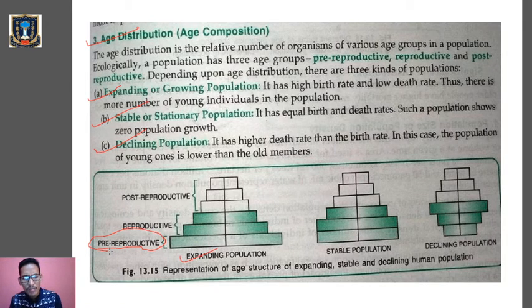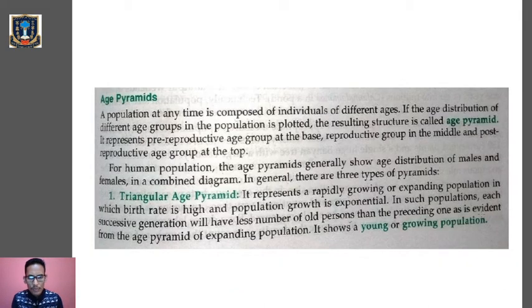Then we have the stable population, where the death rate and birth rate are equal, and such a population shows zero population growth. The last one is the declining population, where there is a higher death rate compared to the birth rate, and the number of young individuals will be less. The number of old members will be more and the number of young ones less in the declining population.